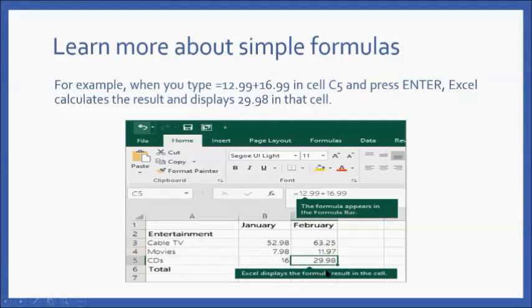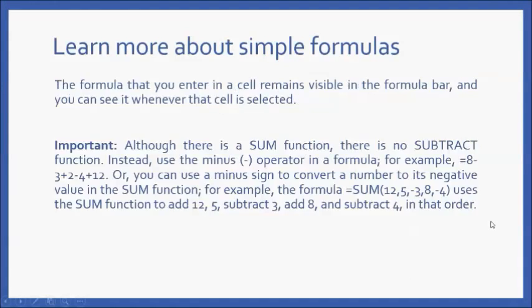So we have here an example. So this is our formula. The formula appears in the formula bar. So we have to add the equal sign first plus the values, and then Excel displays the formula result in the cell. The formula that you enter in a cell remains visible in the formula bar and you can see it whenever the cell is selected.